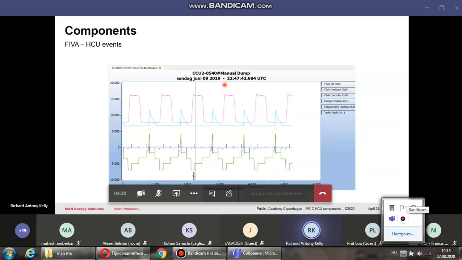Do it at different engine loads and speeds, so you have a nice range of baseline data. Then you can extract the data onto a USB stick and put it into your laptop, and then using this program, which you can see here, the LDE plot program, you have a more user-friendly interface for reading and understanding your hydraulics in unit events.